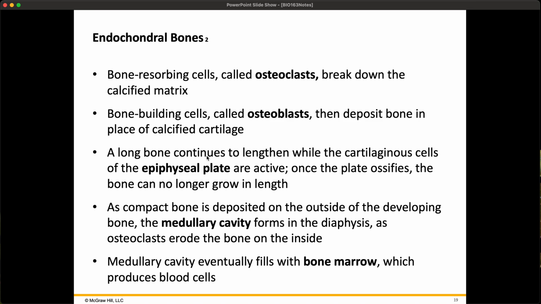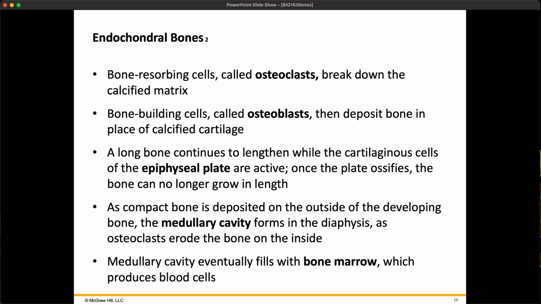Okay, so long bone continues to lengthen while cartilaginous cells of the epiphyseal plate are active. Once the plate ossifies, the bone can no longer grow in length. That's something I've said a couple of times. So it's that epiphyseal plate turning into the epiphyseal line once it's calcified. And compact bone is deposited on the outside of the developing bone. The medullary cavity forms in the diaphysis, the inside, and the osteoclasts are eroding it from the inside.